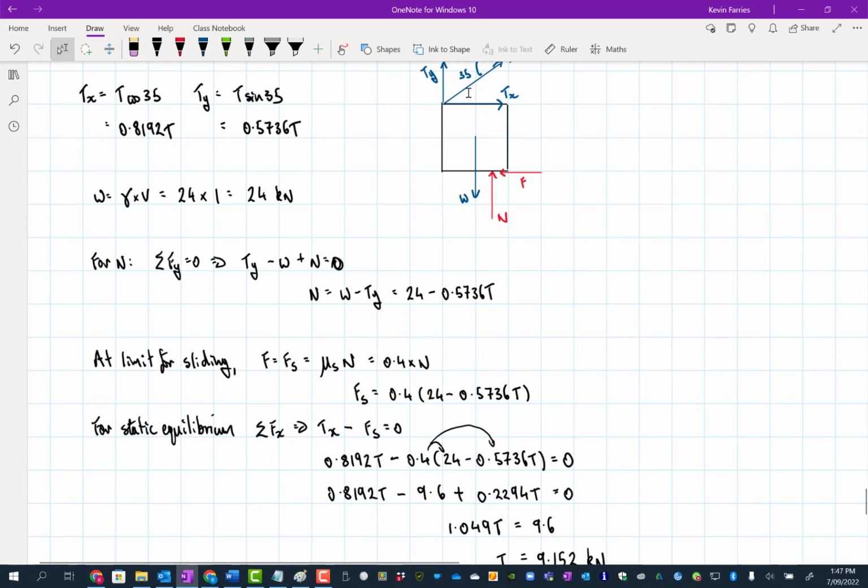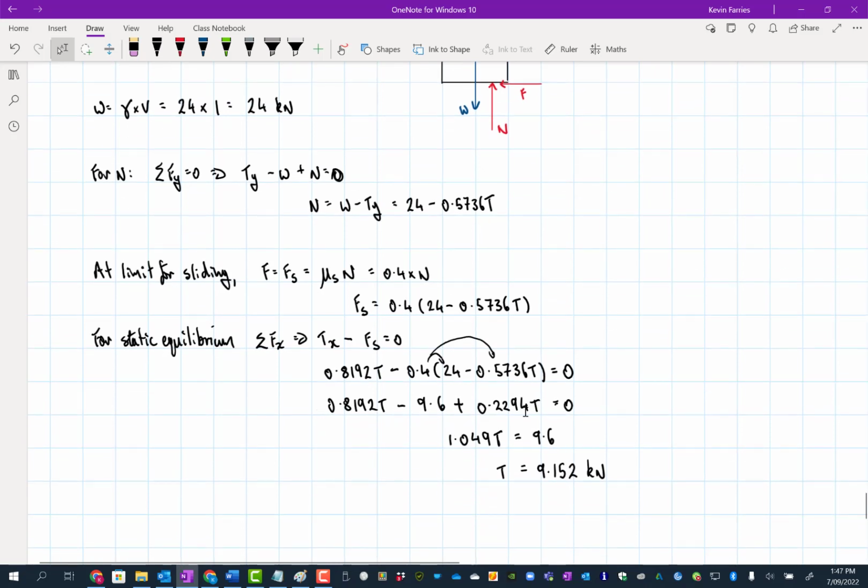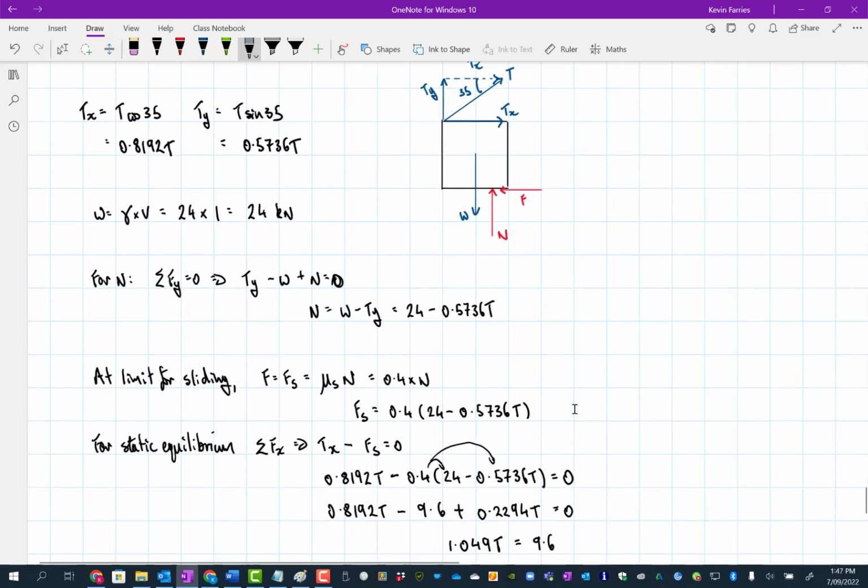And then we've decided, we're figuring out that, look, for static equilibrium, this x component must be balanced by that, and that's going to be Fs when it's critical. So we've stuck that into that equilibrium equation, worked that through, and found a value for t. What I'll do now is a quick check on that.